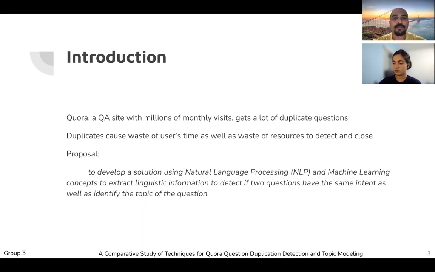So we propose to develop a solution using natural language processing and machine learning concepts and techniques to extract linguistic information to detect if two questions are the same, or have the same intent. We will also use NLP and machine learning techniques to identify the topic of the question. For example, if a question were asked in economics, we will group this question together with all of the questions about economics. Same thing for sports and politics as well.